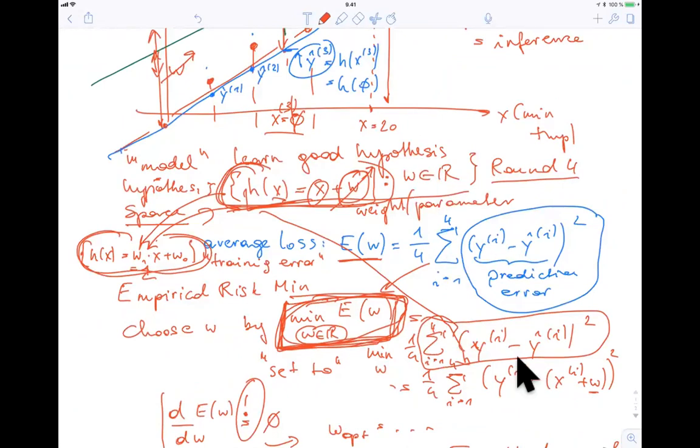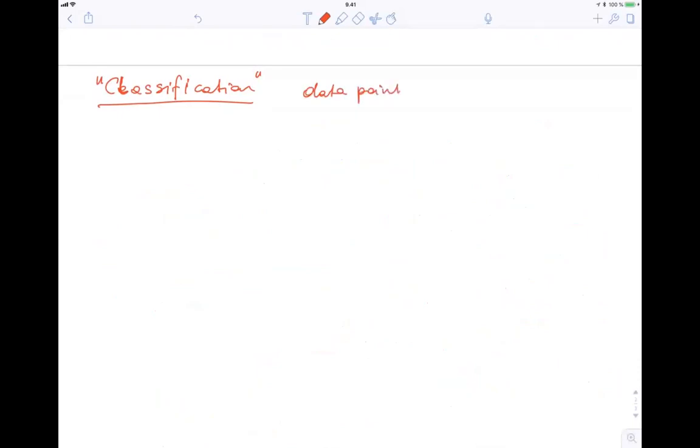So let me now continue with discussing a subclass of machine learning problems that are called classification problems. So, classification. In classification problems, we have a data point, again, with features, which are some numeric quantities, a feature vector. So we have x1 up to xn, different features. And we have a label, a quantity of interest.